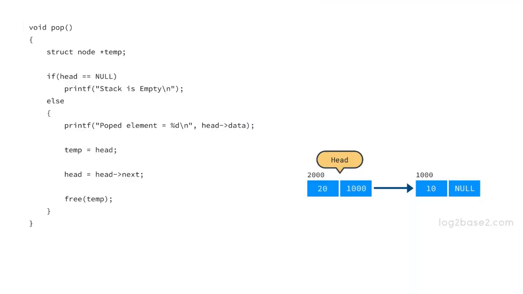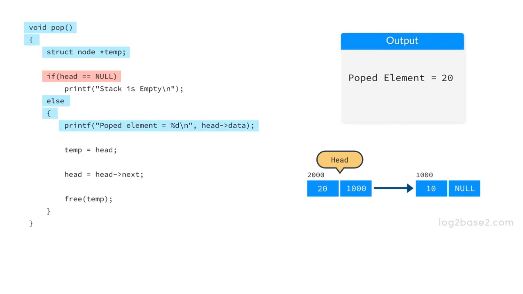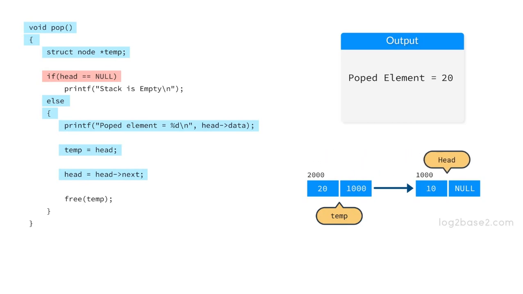Now let us call pop again. So first check if stack is empty, but it is not. So go to else part and print the element at top. So we will get popped element equal to 20. Now copy head to temp and make the second node the head by writing head equal to head next. So head equal to 1000 now, and now delete temp, and the operation is completed.